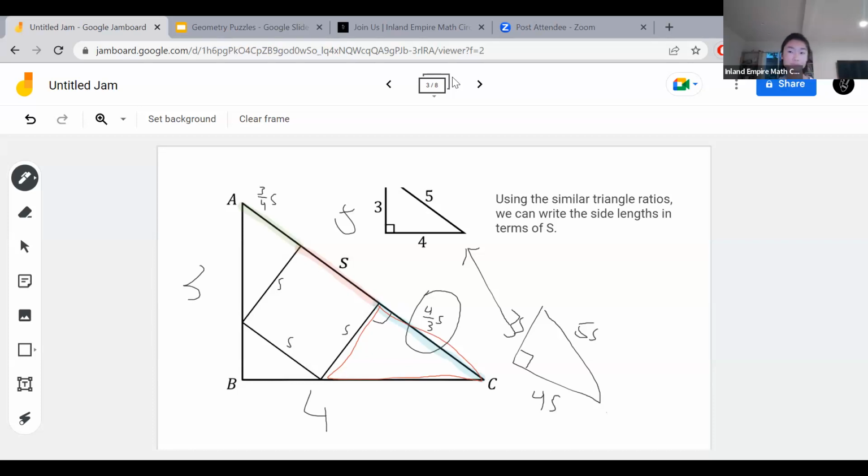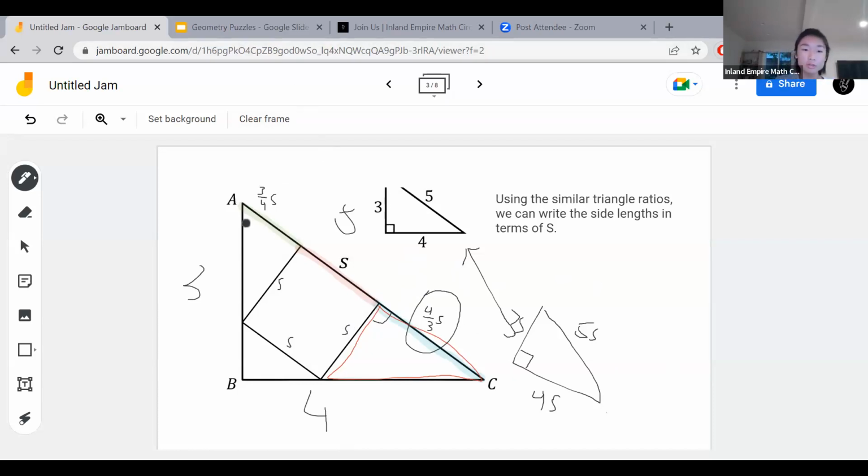Everyone, are we good on that? This is probably one of the most important parts. You should understand, because if we understand this, we can write side lengths in terms of some variable or other number. Okay, so I assume we're good on that part.